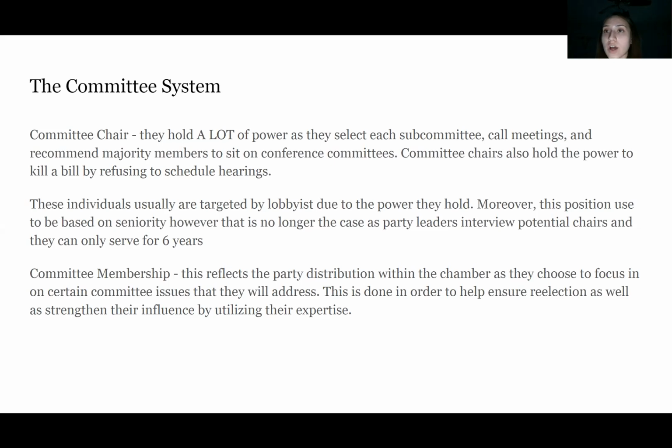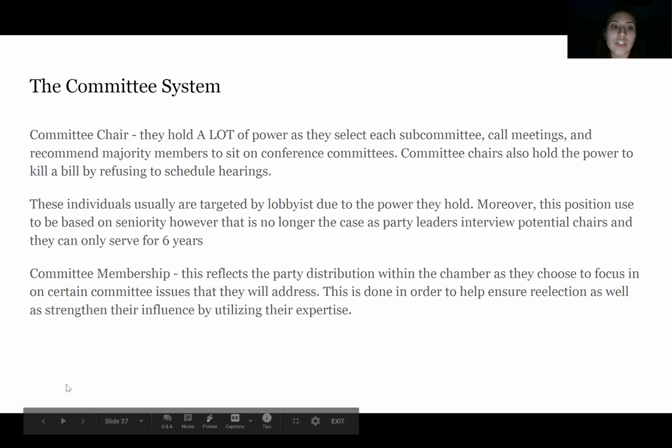They're going to focus in on specific issues that they're passionate about, because if they're able to get their bills passed through when it comes time for re-election, they're going to be able to say, look what I was able to do. I got this bill passed. I'm passionate about this. So being a part of committee membership is very, very important and vital to those who are wanting to serve again.